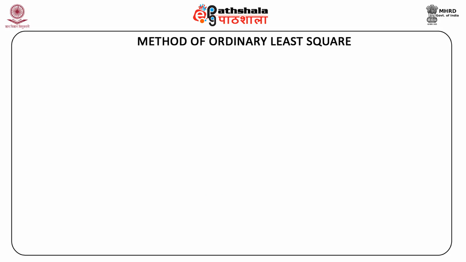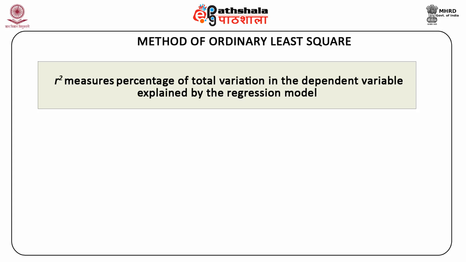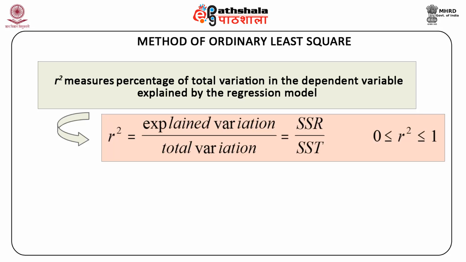Using the sum of squares, we get the coefficient of determination r squared, which measures the percentage of total variation in the dependent variable explained by the regression model. It is a measure of goodness of fit. R squared is equal to explained variation divided by total variation, that is SSR divided by SST. That is, r squared should be greater than or equal to 0 and 1 should be greater than or equal to r squared.